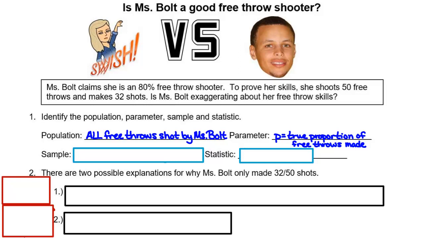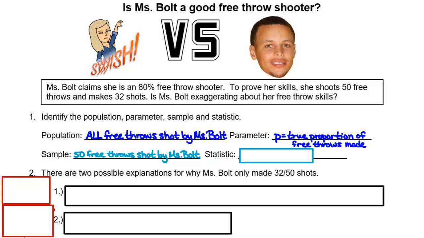So if I'm really an 80% free throw shooter, then that would be 80%. But I don't know. What would the sample be here? The 50 free throws I shot, and the 32 over 50 would be what? That's our statistic, yes. So the sample is the 50 free throws. Population is all possible free throws. Sample is just those 50. Parameter is the true proportion of free throws made. My statistic, so p hat, would be the 32 out of 50, or 0.64.